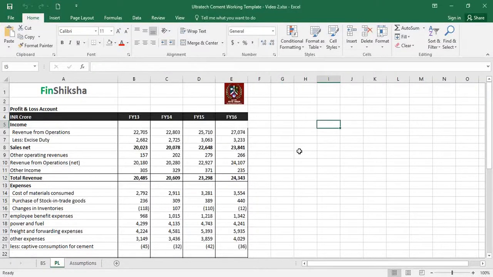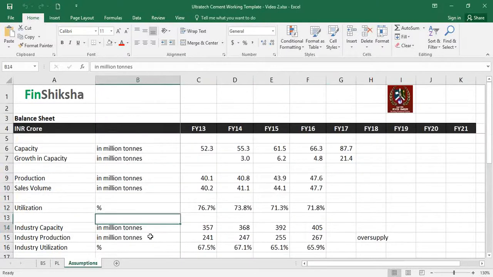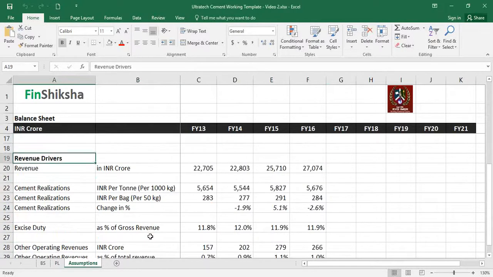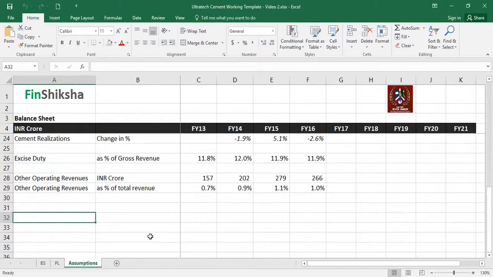We continue with our discussion on Ultratech Cement, and in this particular video, we're going to look at extending our analysis to the cost drivers. We have already done the revenue drivers till now, so we'll begin working on the cost drivers and the main ones as we go along.